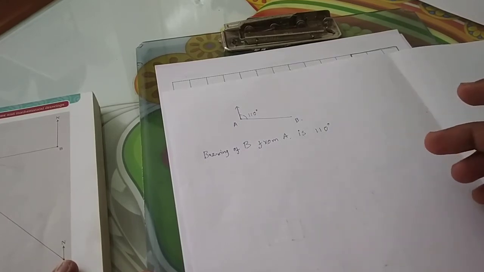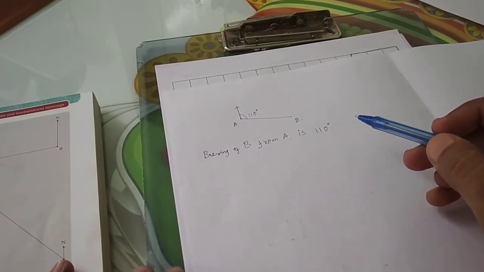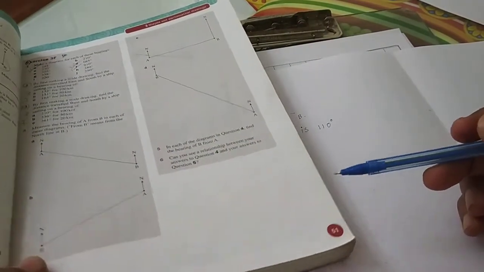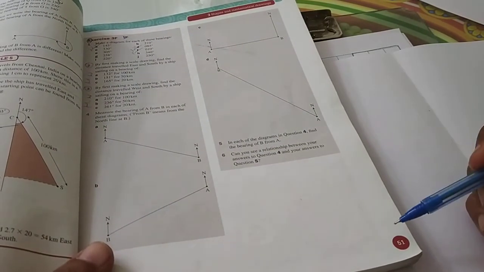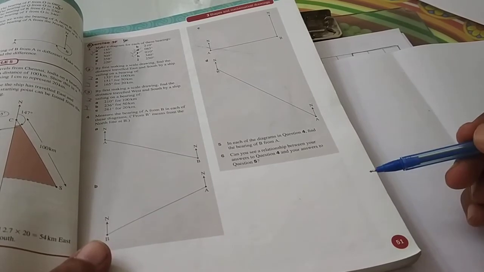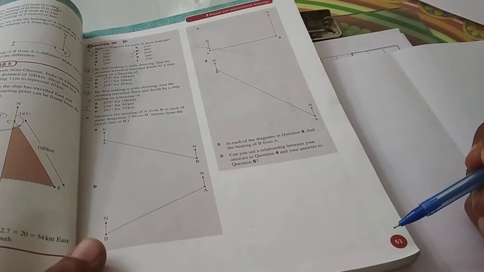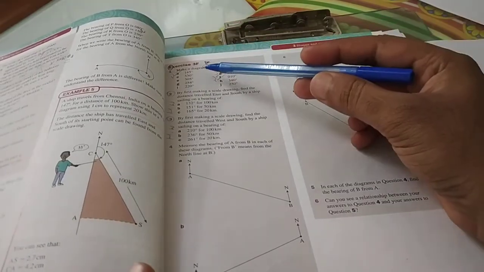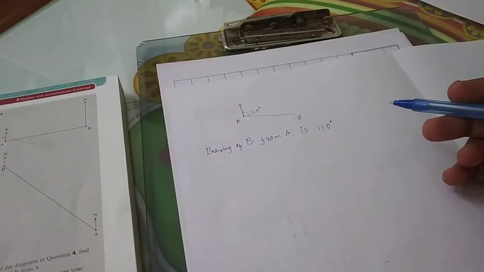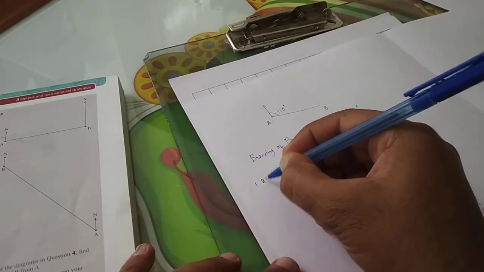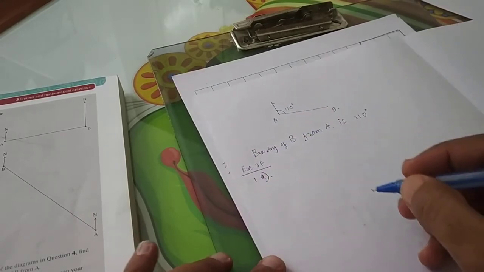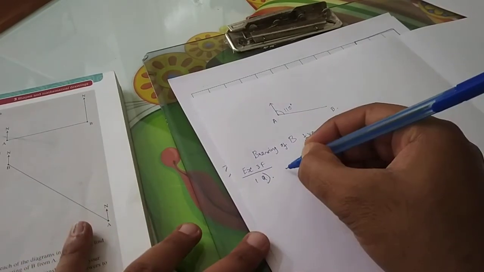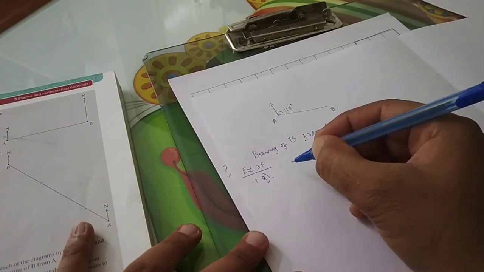So now we'll start solving some problems from the textbook. If you see page 51 in your textbook, please have your textbook before we go ahead with this discussion. Please keep your textbook and solve the problems along with me. That will help you a lot. So it's page 51, exercise 3F, 1A. The problem says, make a diagram for each of these bearings.